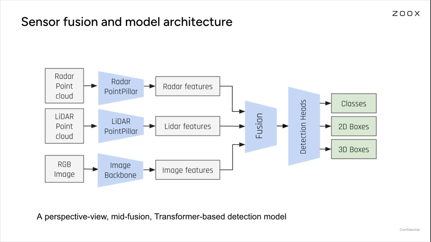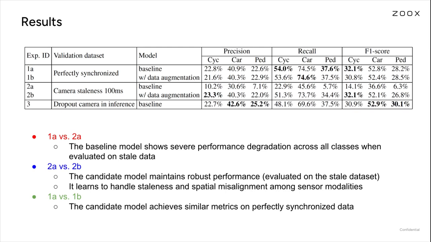We apply our method in a perspective view mid-fusion transformer-based detection model. Three independent backbones extract LiDAR, radar, and camera features first. Then we dynamically fuse them and apply a DINO decoder head to output classes, 2D and 3D boxes.